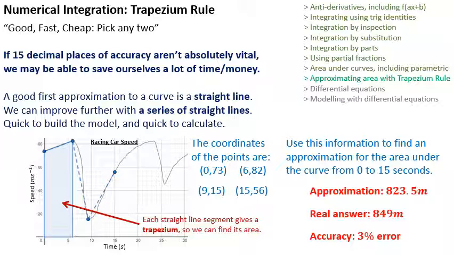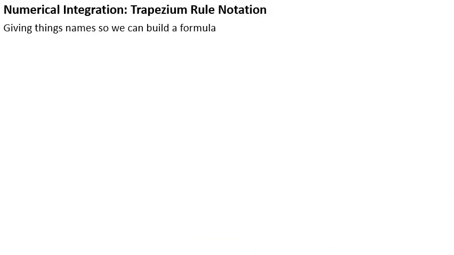In this case, our 823.5 was still only 3% away from the true value. So if you want a ballpark figure, you can take even just a small number of points, model the curve as a series of straight lines between those points, and you'll get a remarkably decent approximation for the true area.